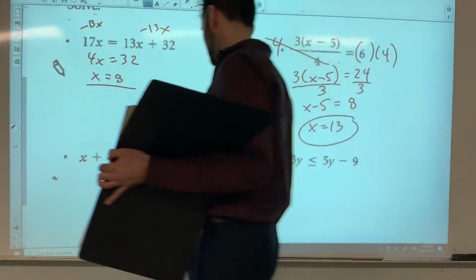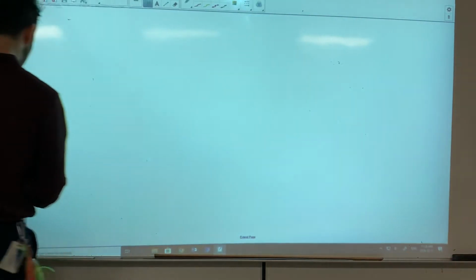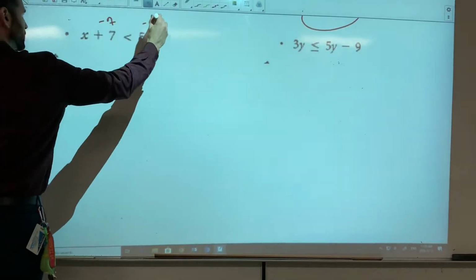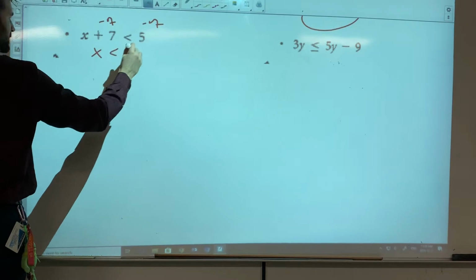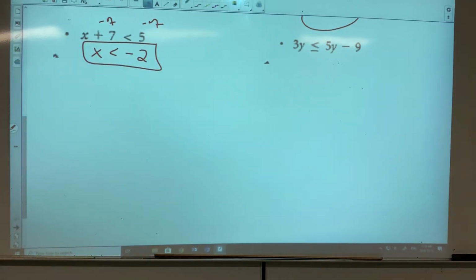Alright. What else? Ooh, an inequality. So there might be some inequalities today, I can't remember. So we'll just subtract 7 from both sides and get x less than negative 2. And remember, this is a range of values. So give me like 2 possible solutions if x is less than negative 2.